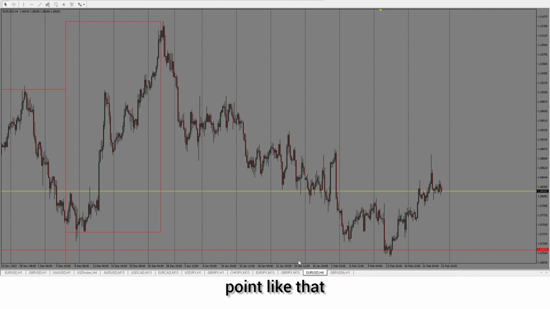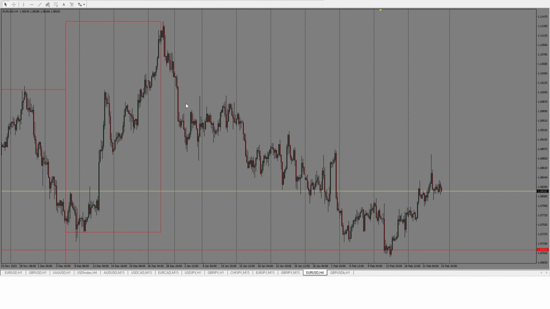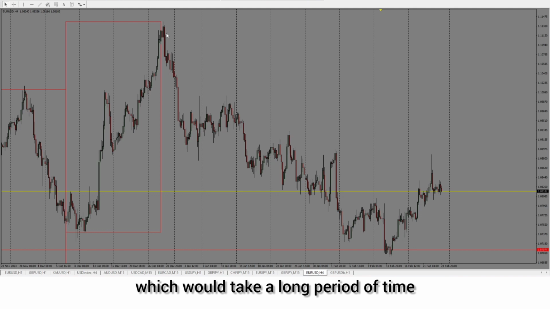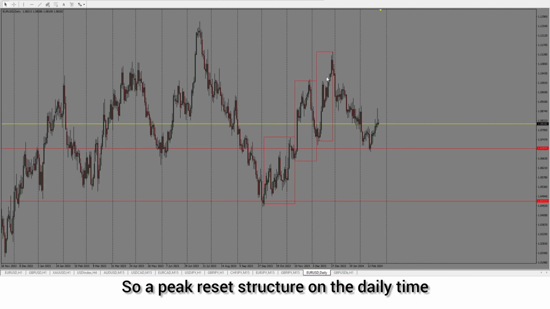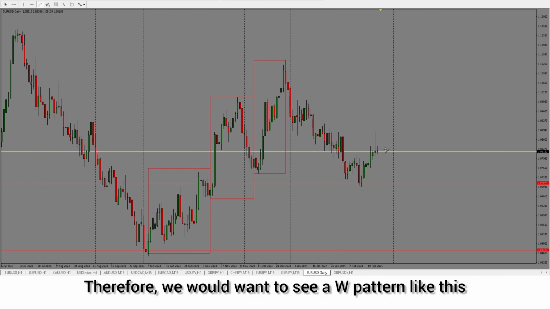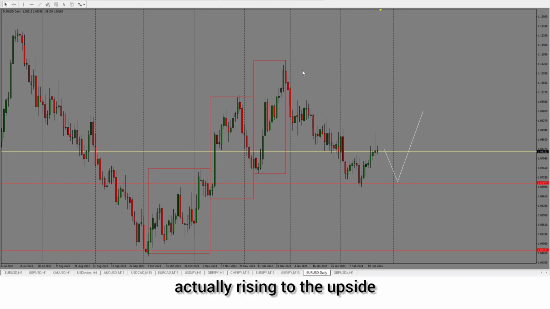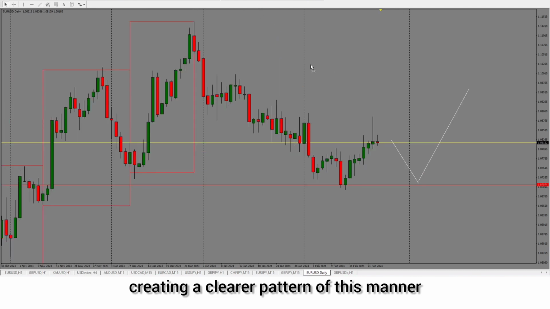So this is a peak formation low on the H4 time frame, but on the daily time frame we are creating a peak reset structure which would take a long period of time. A peak reset structure on the daily time frame would be ideal if it is given as a W pattern. Therefore we would want to see a W pattern like this, and then the market rising to the upside, creating a clearer pattern of this manner.